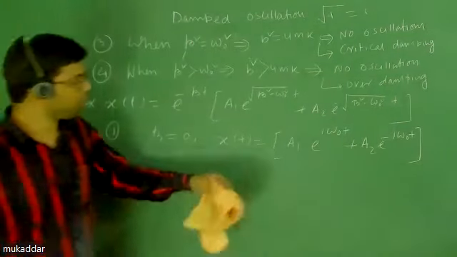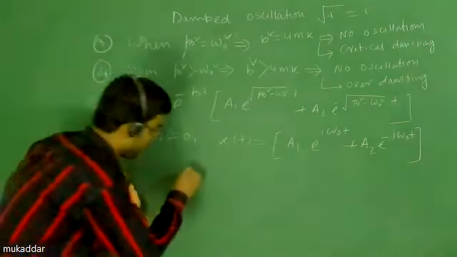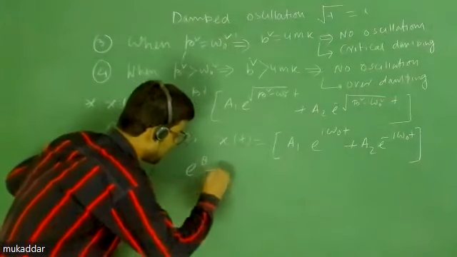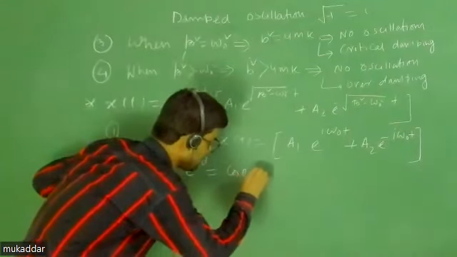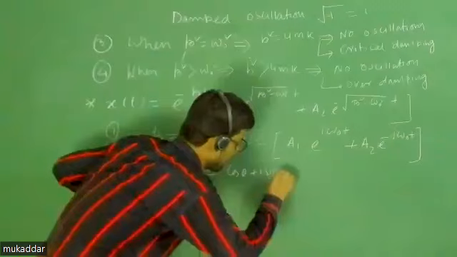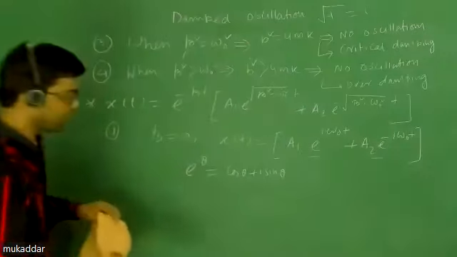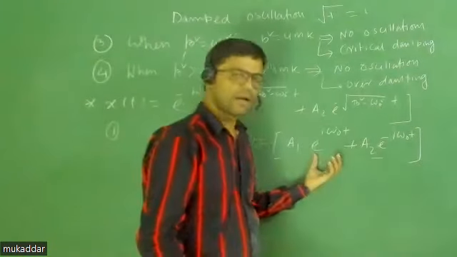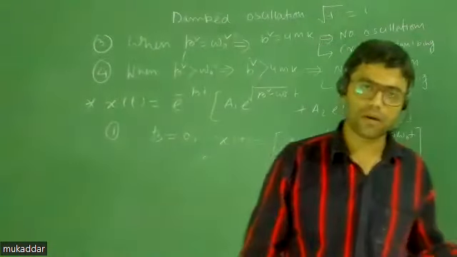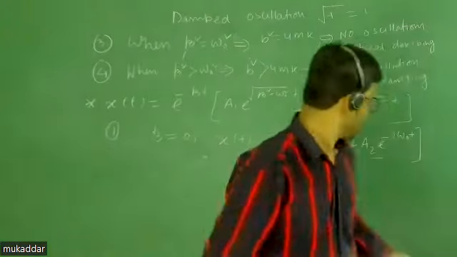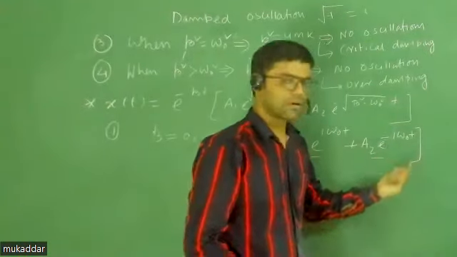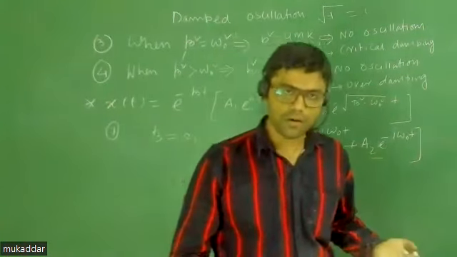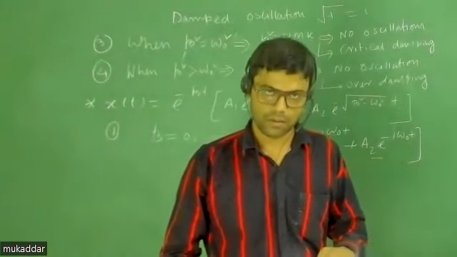ठीक है? Now you know that e the power i theta क्या आता है बताओ? e the power i theta is nothing but cosine theta plus i sin theta. So I'll substitute here. If you substitute it here, tell me how much you'll get. So in place of e the power i omega naught t, I'll write cosine omega naught t plus i sin omega naught t. In place of e the power minus i omega naught t, what I'll write: cosine omega naught t minus i sin omega naught t.